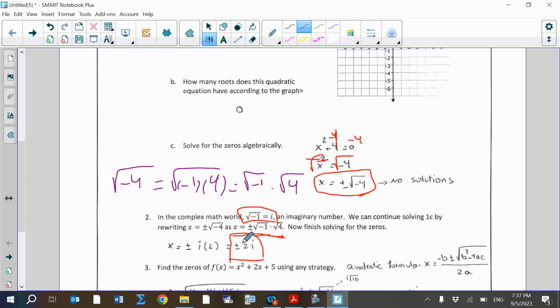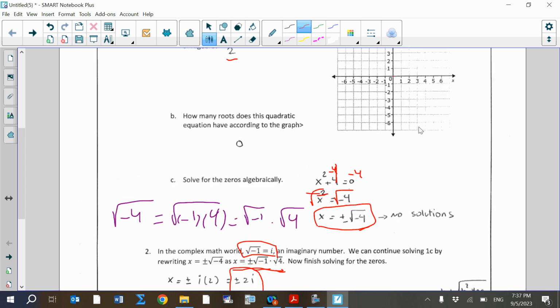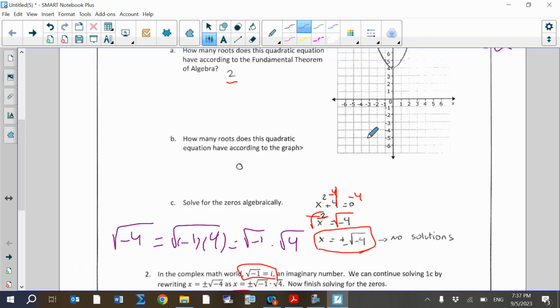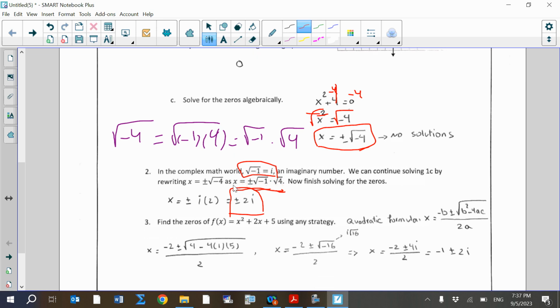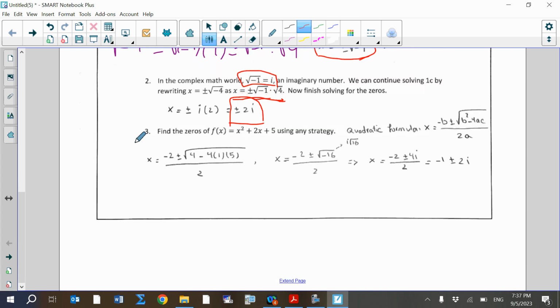The solutions are imaginary numbers because we were not able to see them on the graph, so we use this imaginary number i, so the solution is also an imaginary number. So this was one example. Now let's work on this one. Here we want to find the solution of this function, x squared plus 2x plus 5.